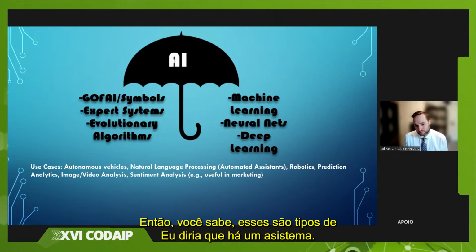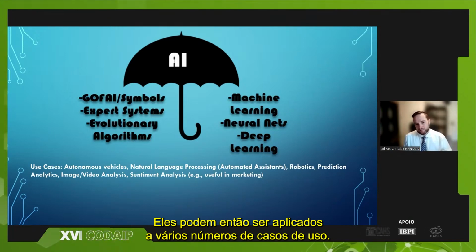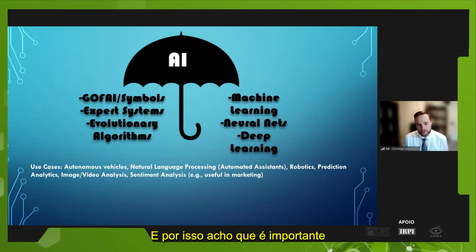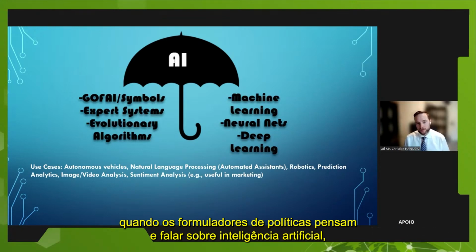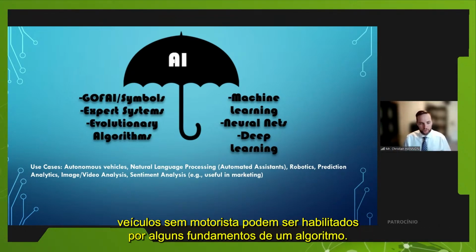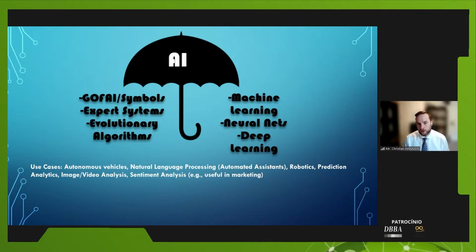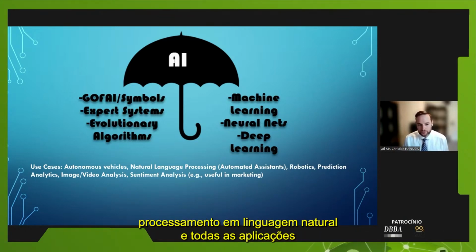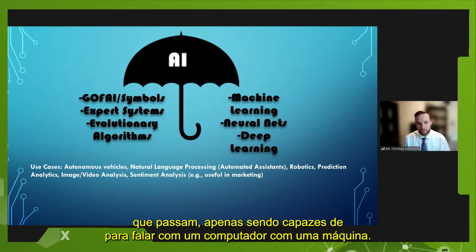Those AI systems can then be applied to various numbers of use cases. And so I think it's important when policymakers think and talk about artificial intelligence, they have to distinguish the technology from the actual use. Things like driverless vehicles may be enabled by some underpinnings of an AI algorithm. Obviously, there have been a lot of breakthroughs in natural language processing and all the applications that come through just being able to speak with a computer, with a machine, right?